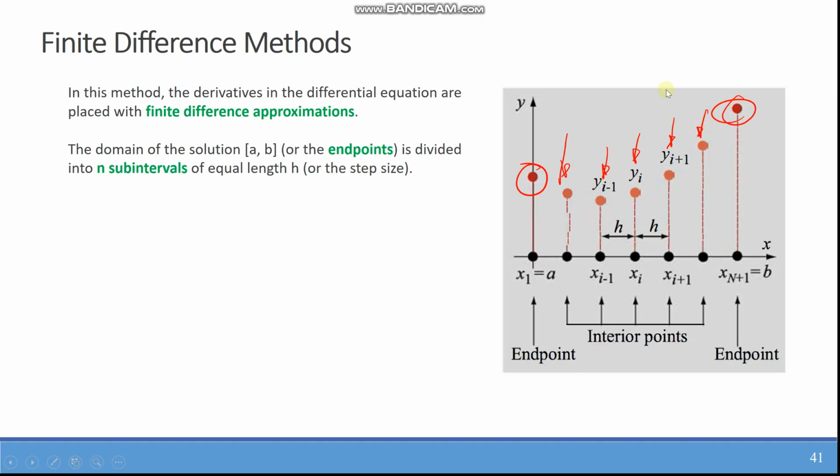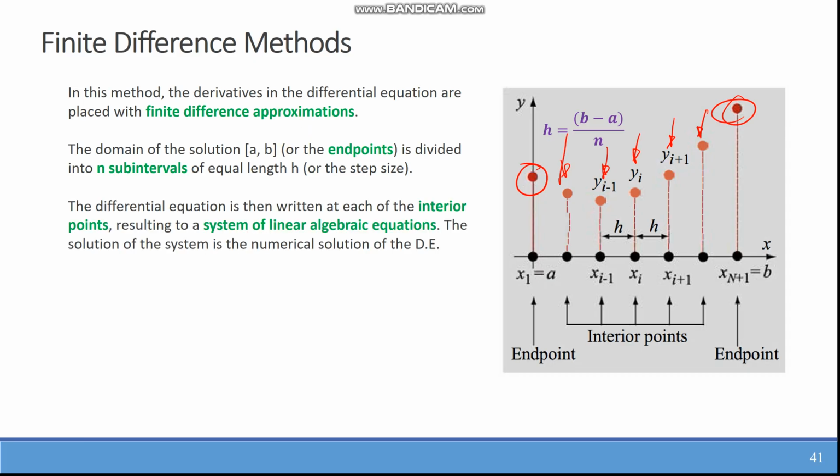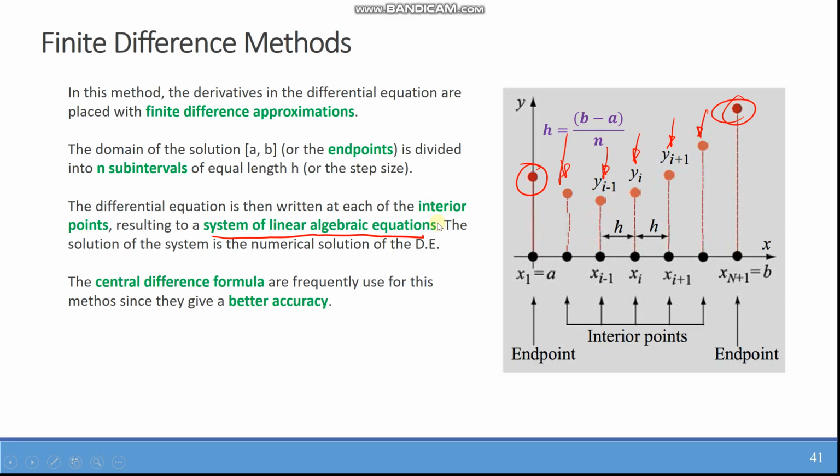The domain of the solution, the interval A to B between the endpoints, is divided into n subintervals. To define this more, we introduce the step size h, which is (B minus A) all over n, and this would be equidistant. The DE is then written at each of the interior points. We apply finite difference at all these interior points, and what happens is it is converted into a system of linear equations. And we know that to solve a system of linear equations, we already have several methods, like Gaussian elimination, Gauss-Jordan, and other methods. For better accuracy, we are going to use the central difference formula.